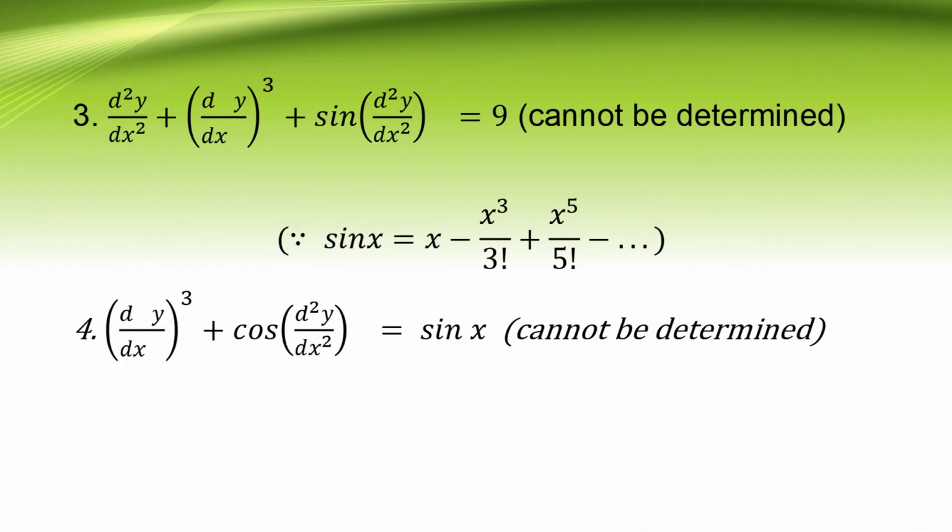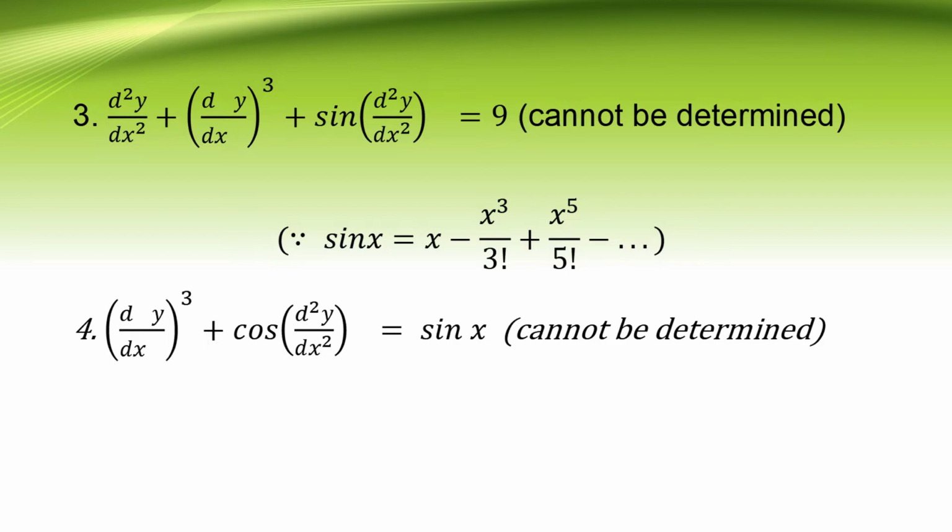I have the equation d squared y by dx squared plus dy by dx the whole power 3 plus sine of d squared y by dx squared is equal to 9. Here the highest order derivative is d squared y by dx squared and the power is 1. So can we write the degree as 1? Definitely not, because here we have a sine form, that is a trigonometric form.